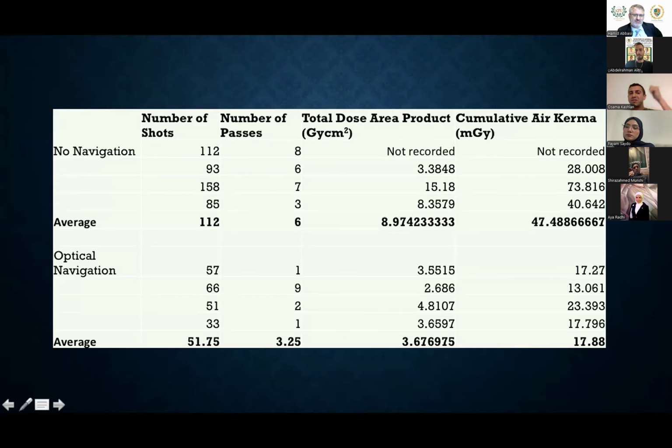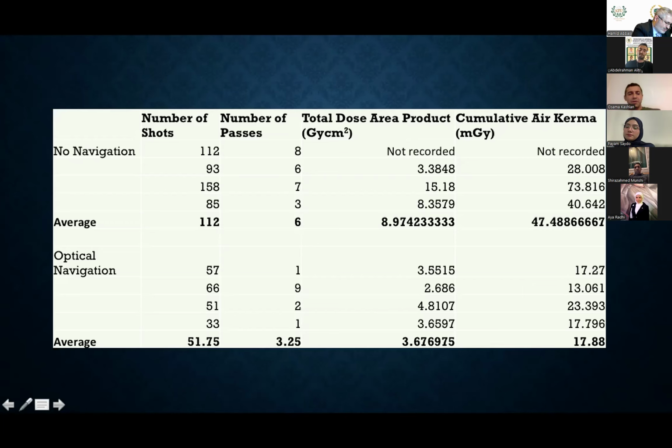With navigation, it's 3. But if you really look through the data, it's all because of one patient that had some trouble finding the spot. But if you exclude that patient, with 1 or 2 passes, you're at the perfect spot, and you have a lot fewer shots. So I think that's something that's going to be very useful in the future.